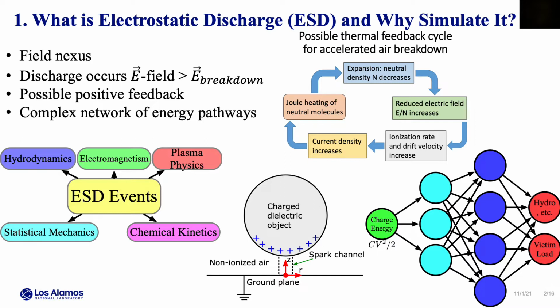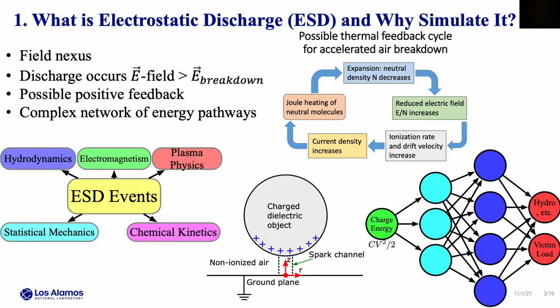ESD events are a nexus of electromagnetism, chemical kinetics, plasma physics, hydrodynamics, and statistical mechanics. They span length scales from nanometers to millimeters, streamers to spark channel length, and time scales from picoseconds to milliseconds, plasma chemistry to shockwaves. ESD events can result in a possible positive feedback loop where Joule heating within the center of the spark channel causes an increase in pressure, inducing advection, which in turn leads to an increase in the reduced electric field and other plasma variables, which then grows Joule heating.